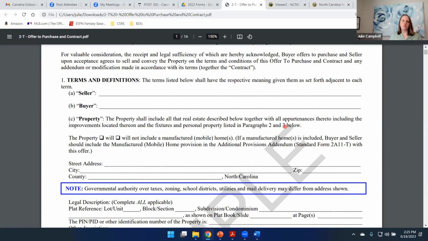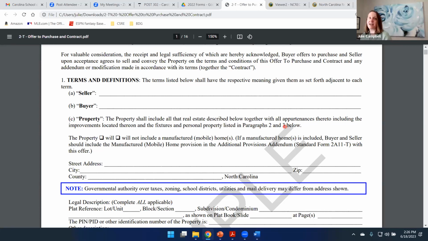Don't lump married people together. They are two separate entities. My name is not Mrs. Ryan Campbell. If you were writing an offer for my husband and I, you would have Ryan L. Campbell and Julie A. Campbell. We are two separate people.